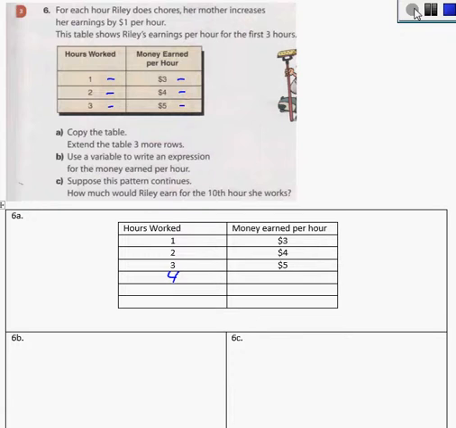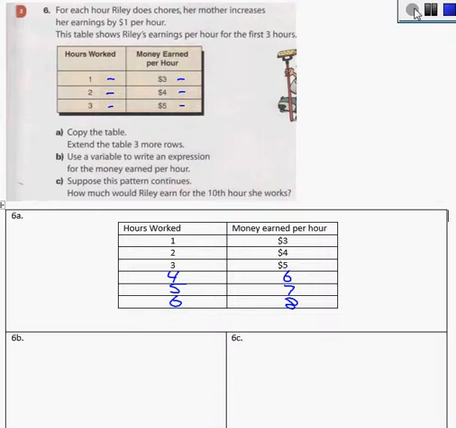The 4th hour, she should make $6 in that hour. In the 5th hour, she should make $7. And in the 6th hour, she should make $8 in that hour. Okay? So I've extended my chart. Now, use a variable to write an expression for the money earned per hour.